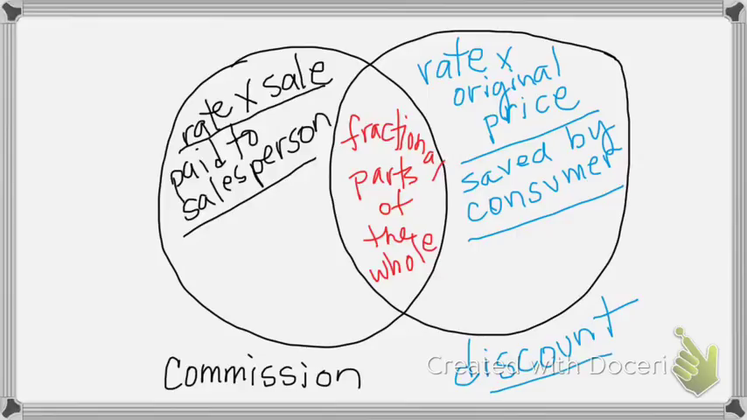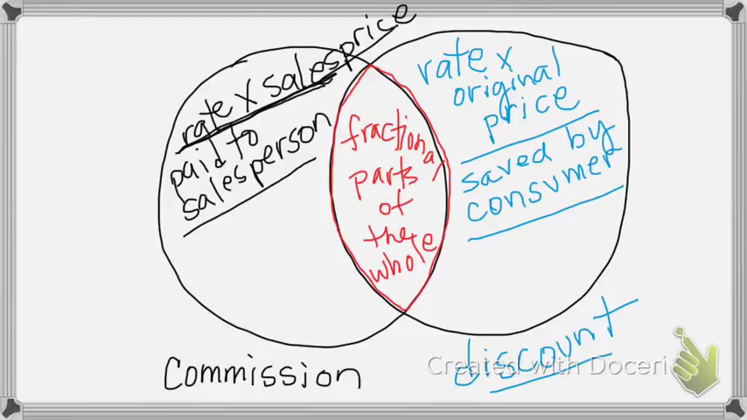Okay, so what they have in common is right here in the middle. They are both fractional parts of the whole. The wholes are a little bit different, as we can see over here, because the commission is the rate times the sales price. The price that the car or the motorcycle or the boat or the refrigerator, whatever price that they sold at, that is that rate times that sales price.